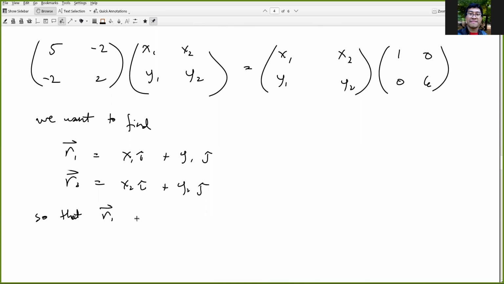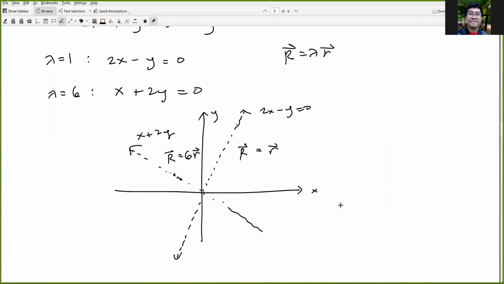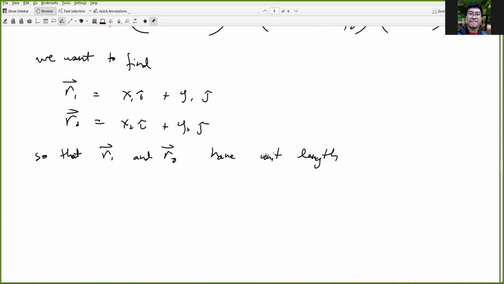so that R1 and R2 have unit length. So it's a vector. The eigenvectors are any vectors from origin to a point on these two lines. But let's choose one such that the length is unit or unity or one. The length is one. For example, here the length, if the length is one, it means that x1 squared plus y1 squared equals one. And here x2 squared plus y2 squared equals 1.